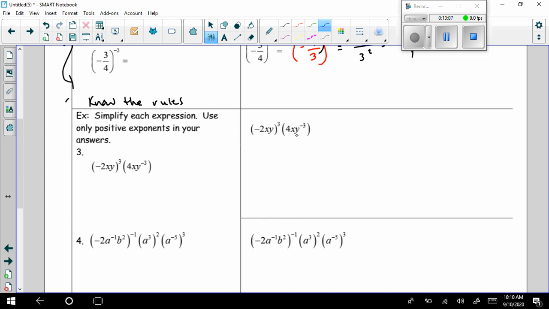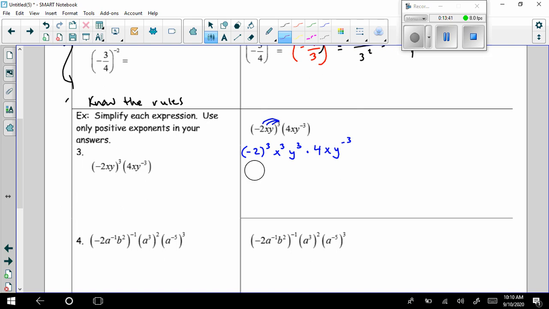As we simplify each expression, I'm going to follow those steps that I just outlined. So first, I'm going to get rid of these parentheses. To do that, I need to distribute this through. So I have negative 2 to the third, x to the third, y to the third. This one doesn't have anything, so I'm just going to put times 4xy to the negative third. All right. I'm going to go ahead and raise my 2 to a power so that I can simplify this.